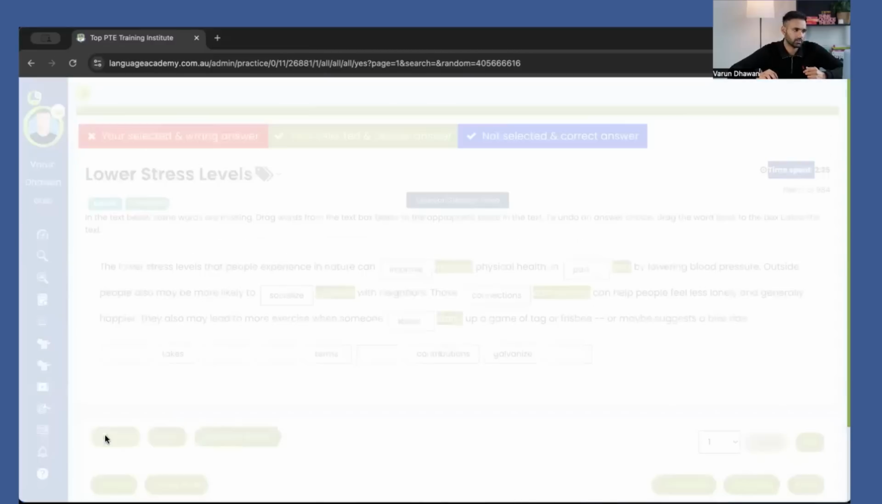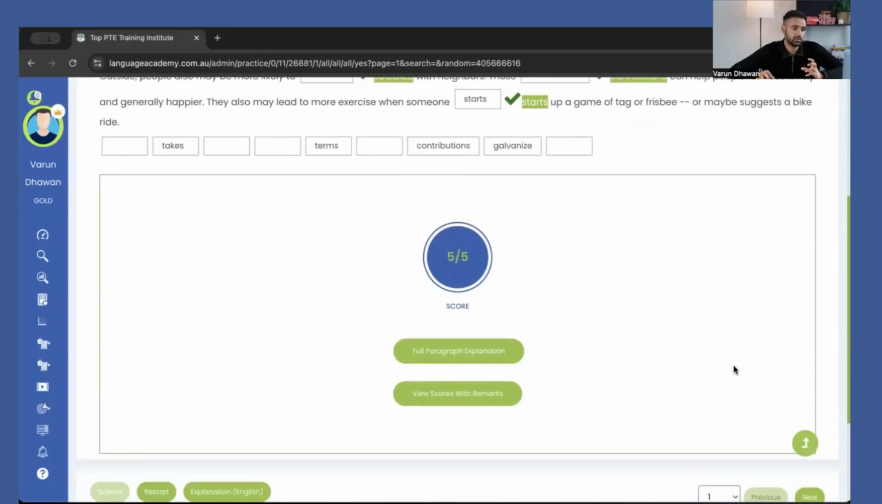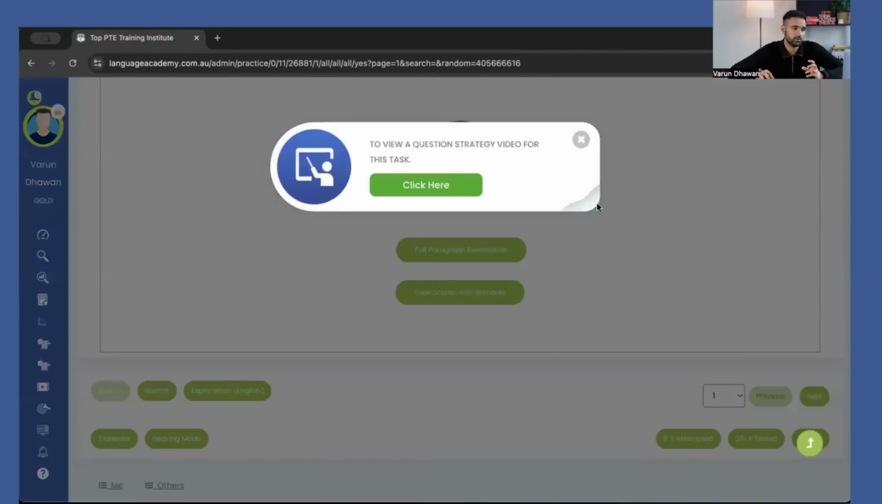Starts up. Let's do it this way. Why did I not select takes up? Because take is when you do something by yourself. Starts means the other person is starting it. So someone is suggesting it to you as well. So you have to select a word which goes with the whole of the sentence. And that is how you solve it. You really need to understand the context. If you understand the context, you'll be able to perform better.